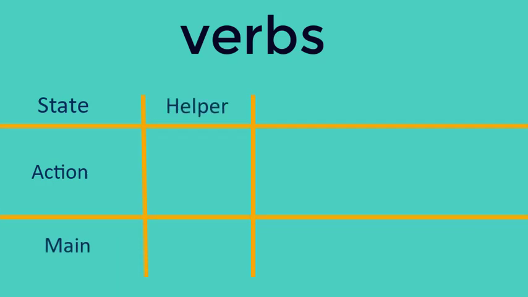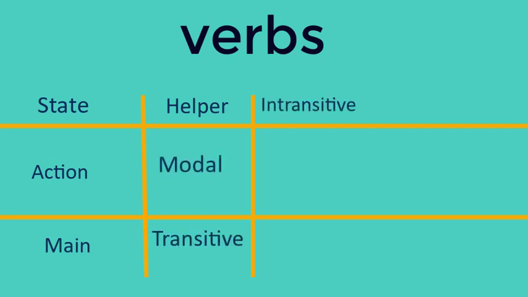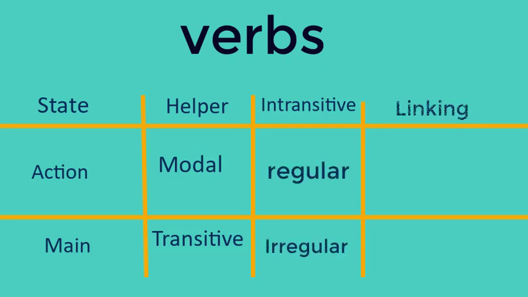Quick recap: today we worked on types of verbs in English: state verbs, action verbs, main verbs, helper verbs or auxiliary verbs, modal verbs, transitive verbs, intransitive verbs, regular verbs, irregular verbs, linking verbs, finite verbs, and non-finite verbs.